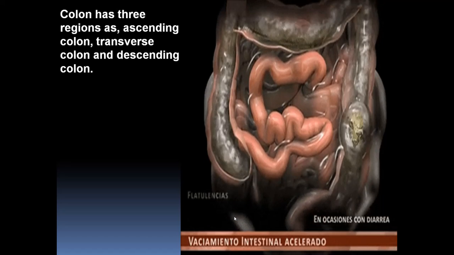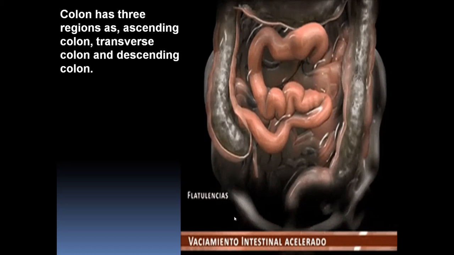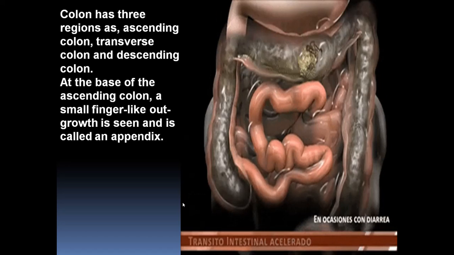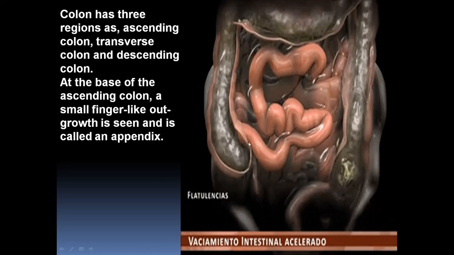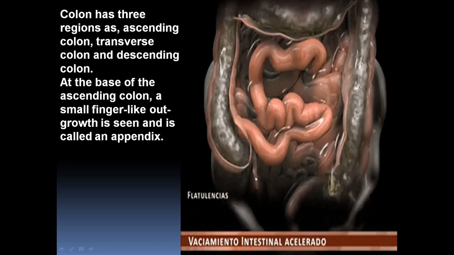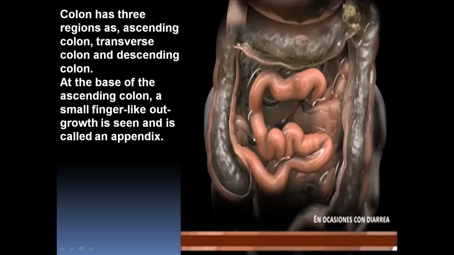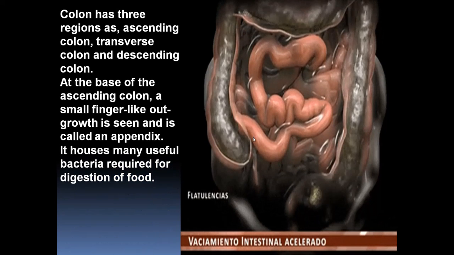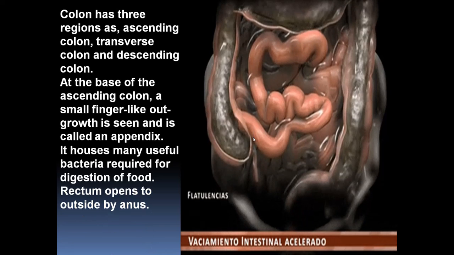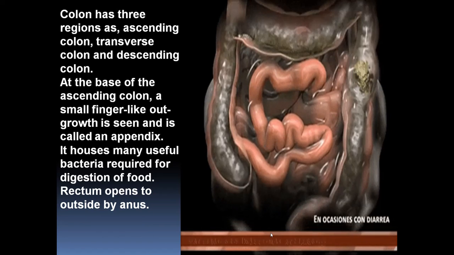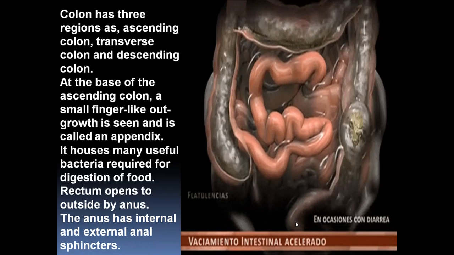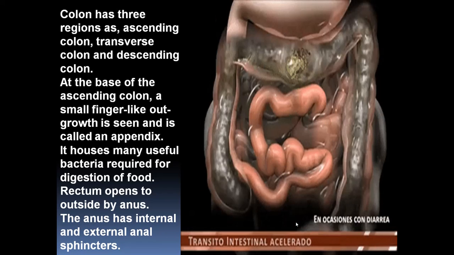Colon has three regions, ascending colon, transverse colon and descending colon. At the base of the ascending colon, a small finger-like outgrowth is present. As you can observe here, this finger-like outgrowth is called the appendix. It houses many useful bacteria required for digestion of food. Rectum opens to the outside by anus. The anus has internal and external anal sphincter.